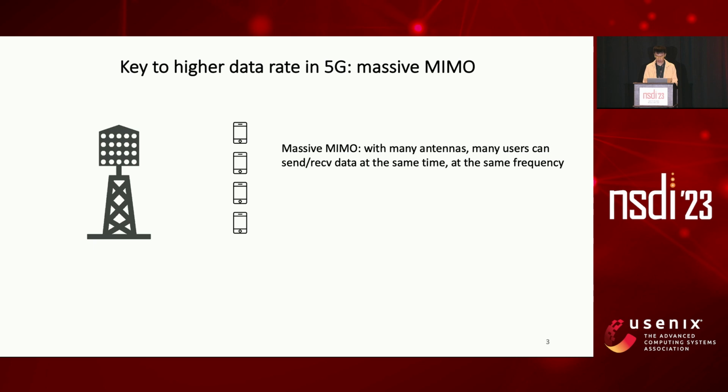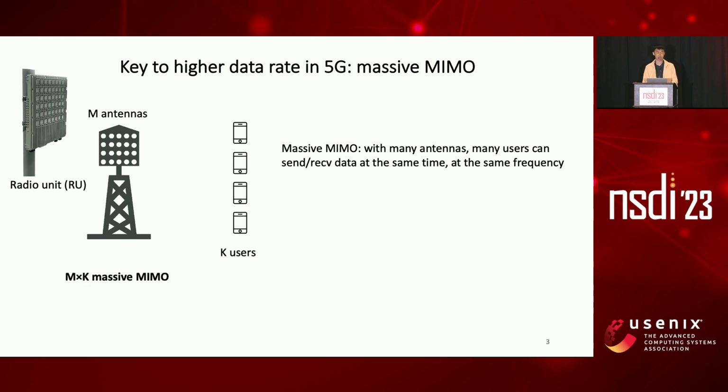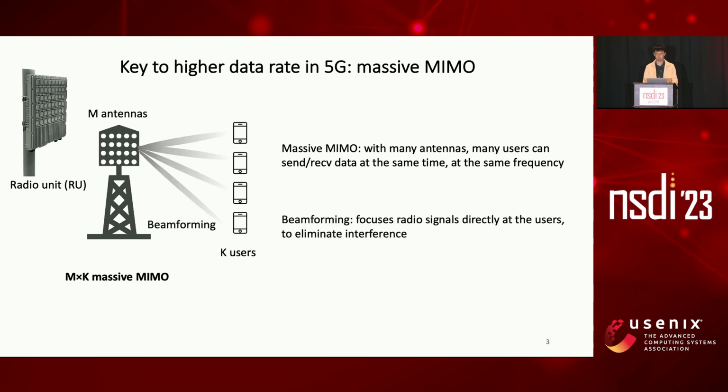So here is a cell tower, and the key component inside here is the radio unit, which consists of an array of antennas. Let's say we have M antennas and K users, and here we call it M times K massive MIMO. The larger number of antennas are used to implement a technique called beamforming, which focuses the radio directly to the users. Because of beamforming, there is little interference among the users, even though they are sending and receiving the data at the same frequency. Therefore, the massive MIMO technique can achieve higher throughput.